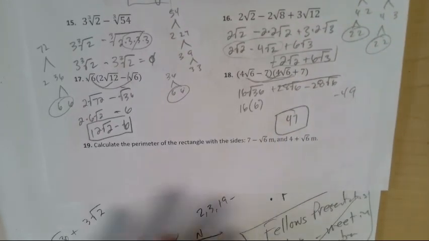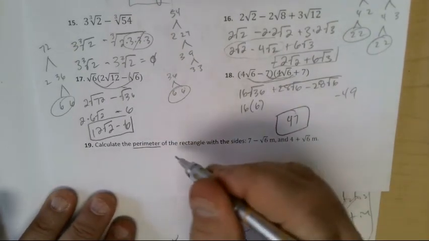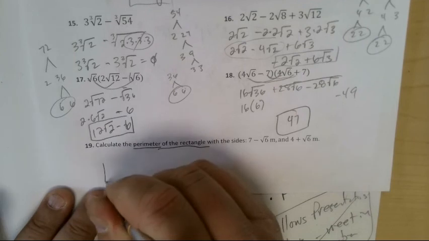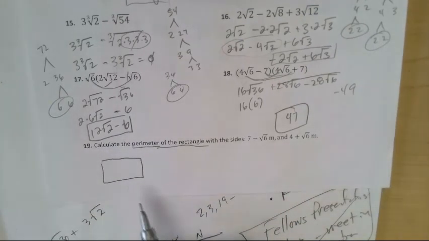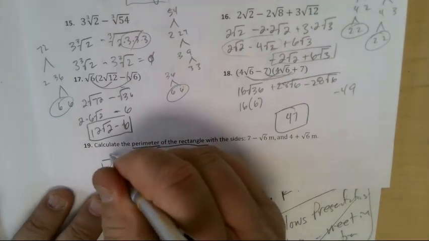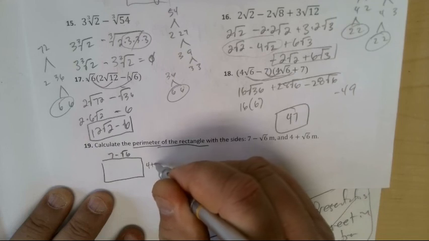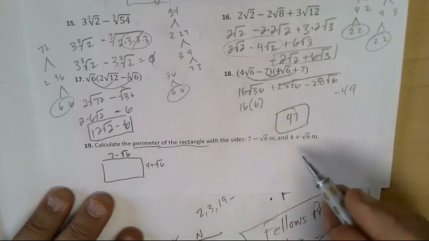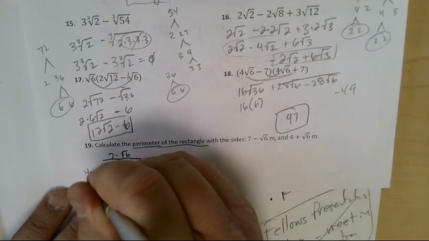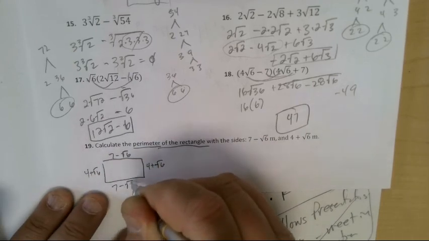Okay? Last problem. Calculate the perimeter of the rectangle. Timeout. If I have a rectangle and I need to do its perimeter, I'm going to add up all 4 sides. And this says, here's my sides. I've got 7 minus the square root of 6. And the other side has to be 4 plus the square root of 6. And because those are the sides, I know this side is 4 plus the square root of 6 because it's the same as that one. And this is 7 minus the square root of 6.